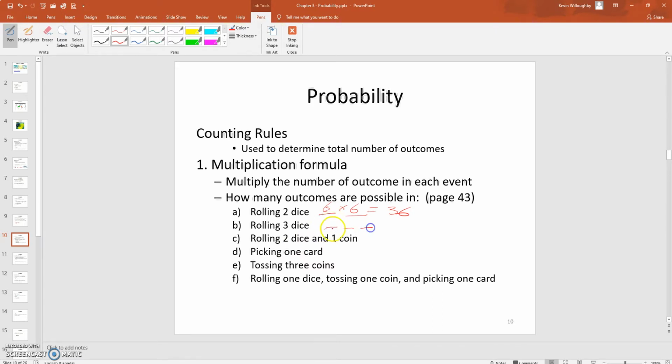Part B, rolling 3 dice. There's the space for the dice. We have 6 times 6 times 6. There's 216 different ways those 3 dice could show.